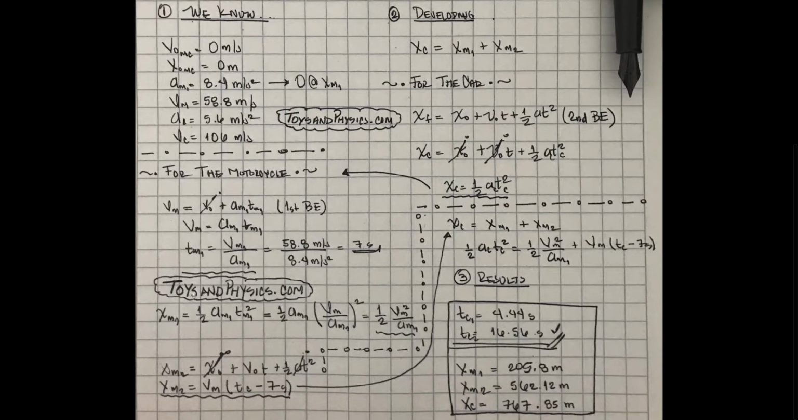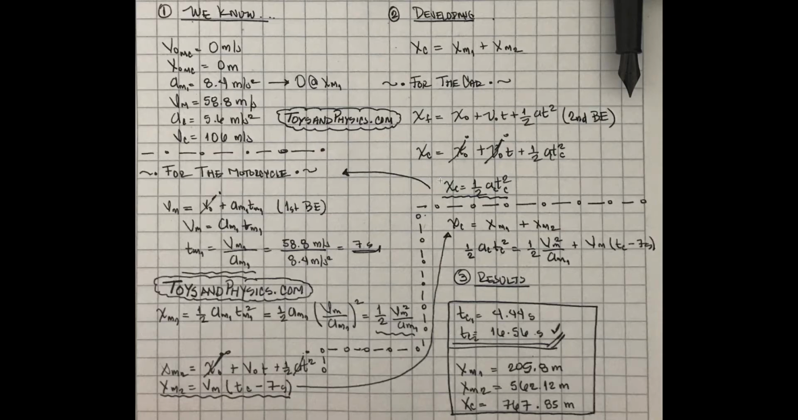So going back to the motorcycle, but now for xm1, and using the second basic equation as well, we can do the same thing for the motorcycle. The initial position is 0.